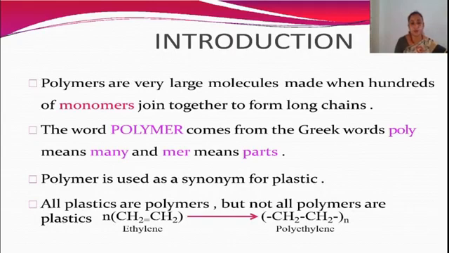And in this, polymer is used as a synonym for plastics. All plastics are polymers, but not all polymers are. Means all plastics are the polymers. Example, we have taken N molecules of ethylene, formation of polythene.